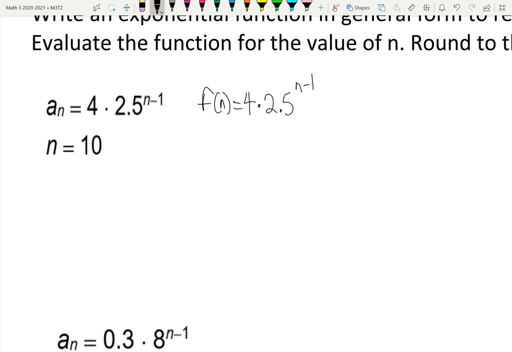When I plug in the value of 10 in the function form, I'm going to have to evaluate it. 4 times 2.5 to the 10 minus 1. 10 minus 1 is going to be 9. And then I'm going to use a calculator to evaluate 2.5 to the 9th power times 4, which is going to produce 15258.789.